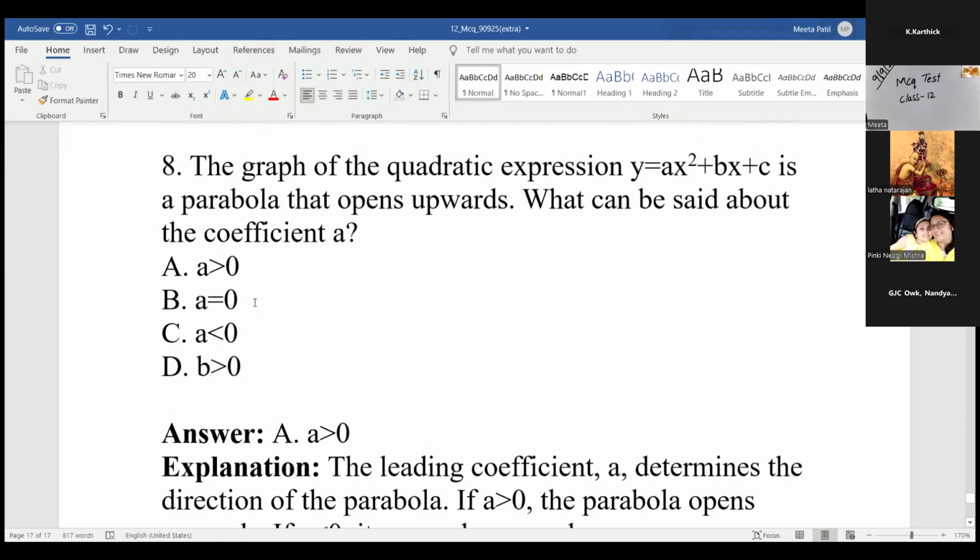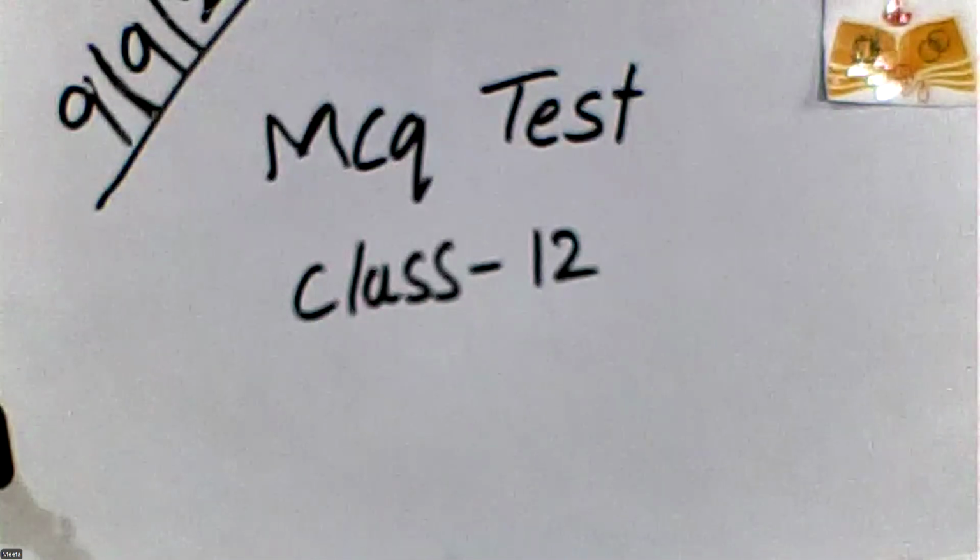So here are the answers for all these 8 questions. I hope you people corrected yourselves. And again we will wait for 2 more minutes for other schools and colleges to join, and then we will start the further questions.